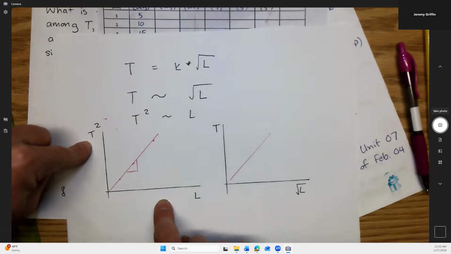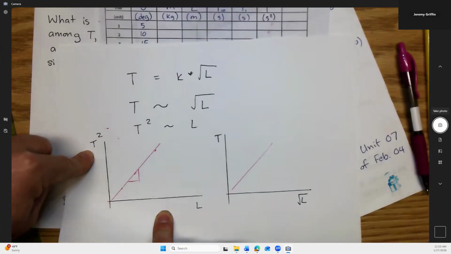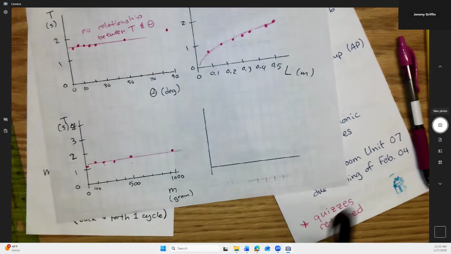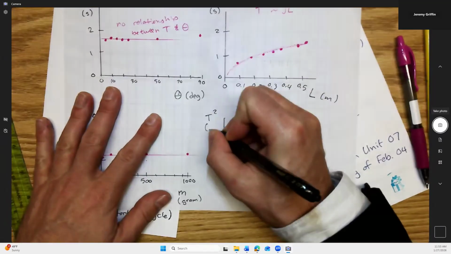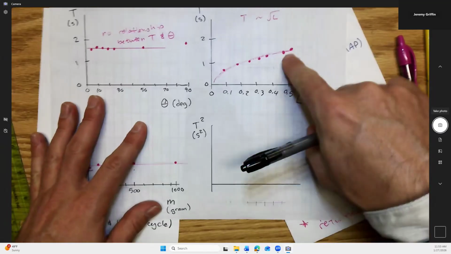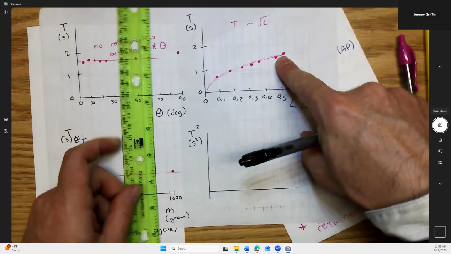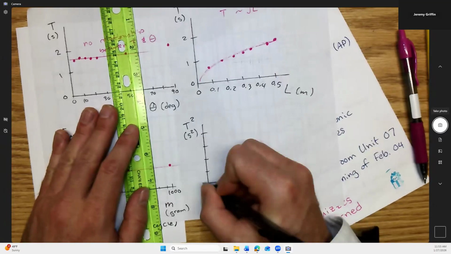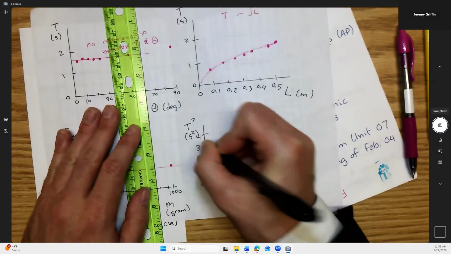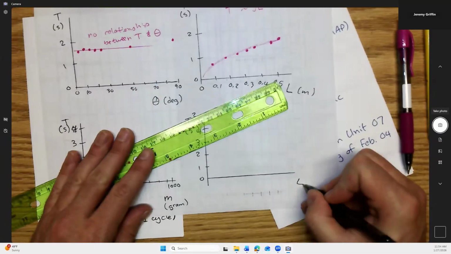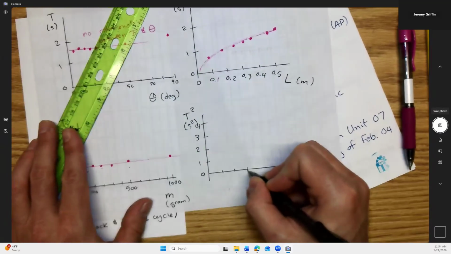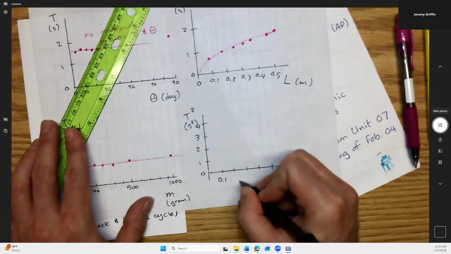Okay. Let's do it this way on the left. So we're going to do T squared versus L. Everybody see what we're doing? So I'll go T squared, and it's going to be in square seconds. Now, the biggest time before was a little less than 2 seconds. T squared is 4. So 0, 1, 2, 3, 4. And I'm going to leave the length axis exactly the same as before, in meters: 0.1, 0.2, 0.3, 0.4, 0.5.